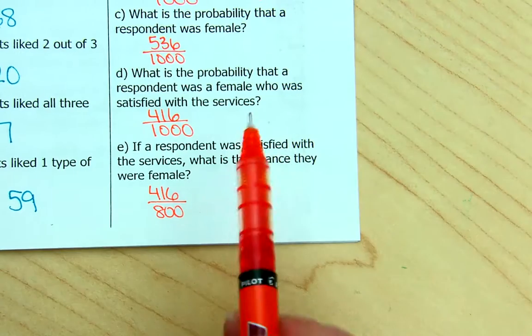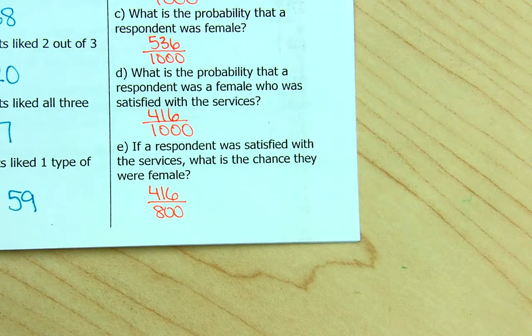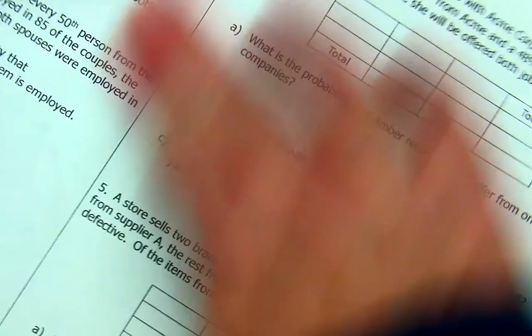So you have to really watch the wording to see what is the group that is being considered and who are we looking for in that group. So here we're only considering those that were satisfied with the services to find the number of females. Questions on that? Okay, well, let's look inside.